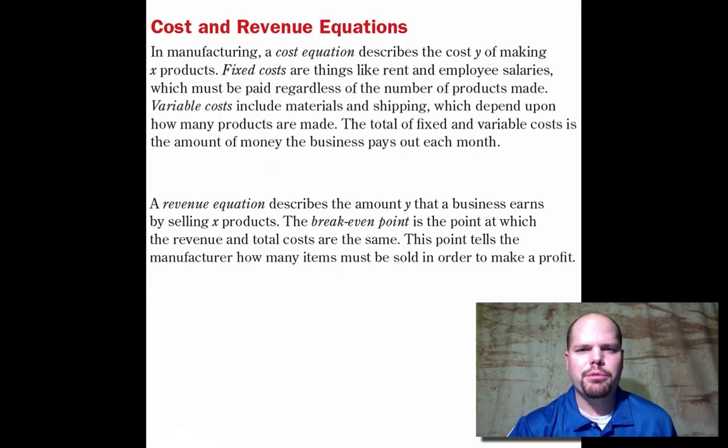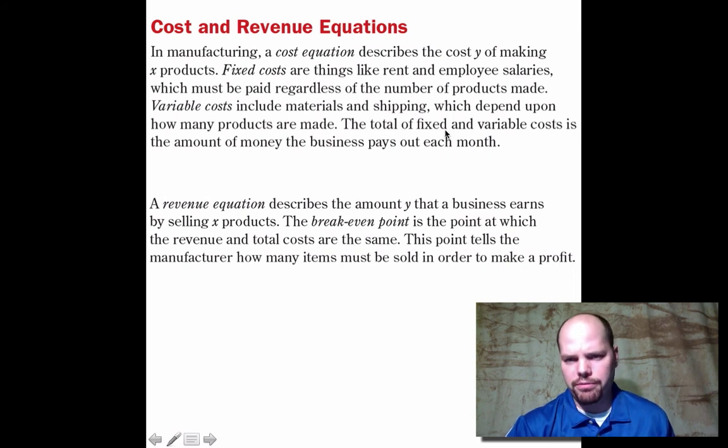Okay, next thing we'll talk about is cost and revenue equations, right? A lot of math is applied into the business world. So in manufacturing, a cost equation describes the cost, which we'll call y, of making x amount of products. Fixed costs are things like rent, employee salaries, which must be paid regardless of how many products are made, whether you make 1 product or 1,000,000 products. Rent and employee salaries would be a fixed cost. Variable costs, though, would include materials, so the more you make, the more costs you'll have, and shipping and so forth. That depends on how many are made.